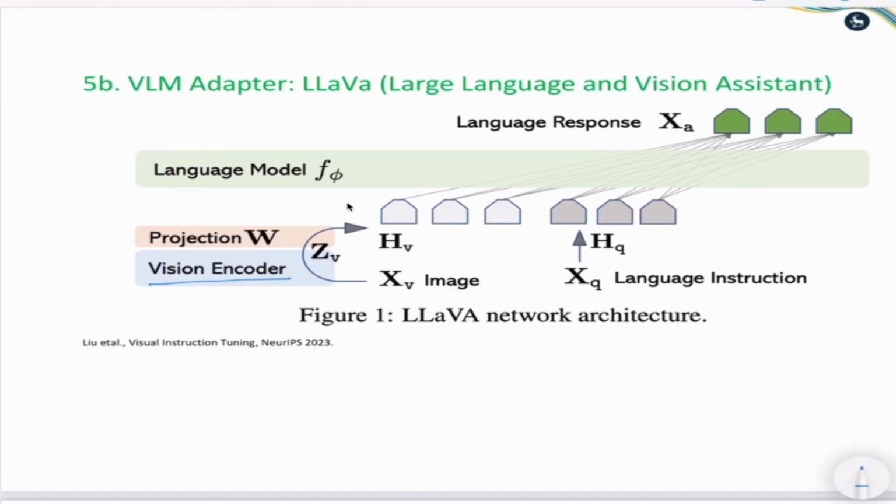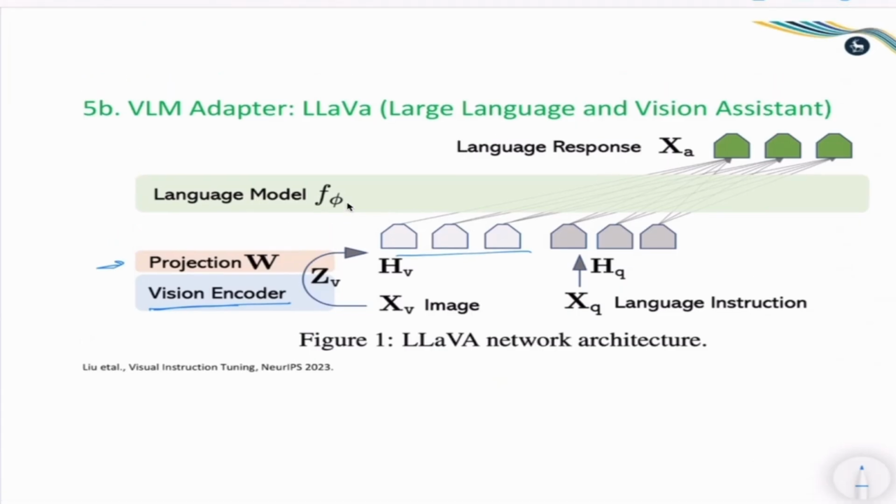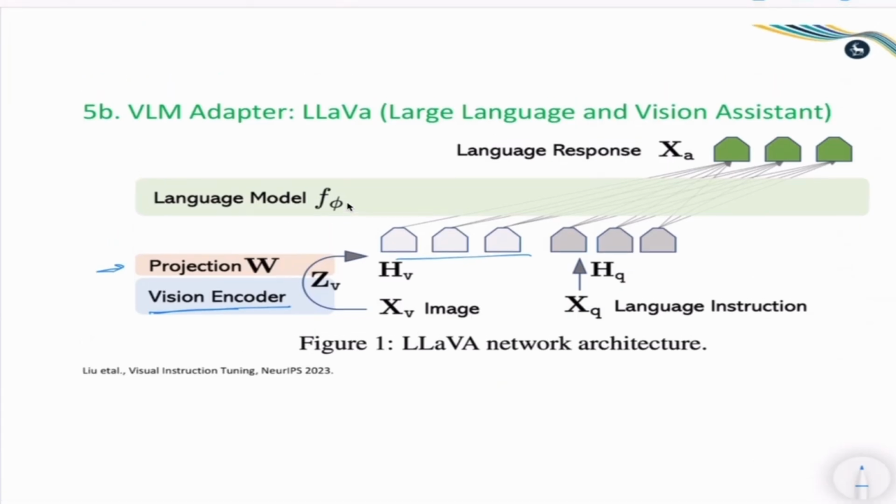For LLaVa, what you do is that you have a vision encoder and you have one linear layer. That's it. And that one linear layer will bring the vision output into the language space. Okay, there is LLaVa 1.5 as well and LLaVa 2 as well, which show that if you do two layers with one nonlinearity, it is better. Yeah.